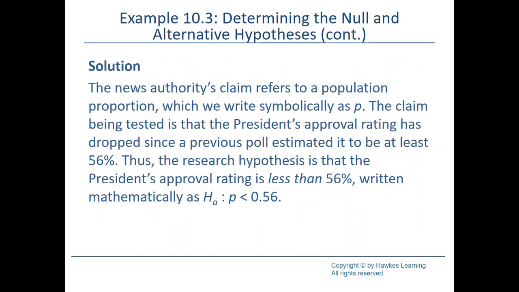So since the news authority claimed that the population proportion, because we're talking about a percentage there, we're going to use P instead of mu. And again, the claim being tested is that has that approval rating dropped from that previously stated poll? Now, the previously stated poll was that it was at least 56%. So if I'm going less than that, that's where we would have a less than 56% because it dropped, so it's less than. So my mathematically written alternative hypothesis would be P is less than 0.56. Again, I don't use percentages. I like to switch them out to decimals because we're going to be putting stuff in the calculator and we don't want percentages, we want decimals instead.